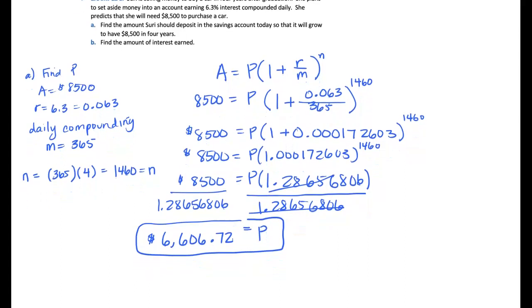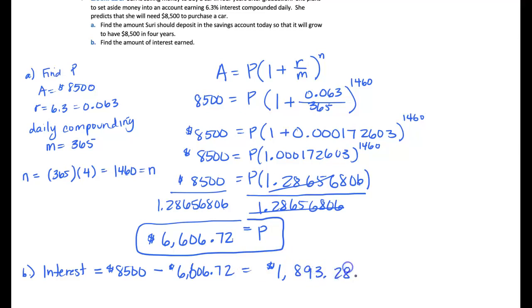Part B, find the amount of interest. The interest is the difference between the money put in the bank and the money that's able to be taken out. So the initial deposit is $6,606.72. The money that will be available at the end of the 4 years is $8,500, and we need to find that difference, a subtraction. So when we subtract, we get a total interest of $1,893.28.